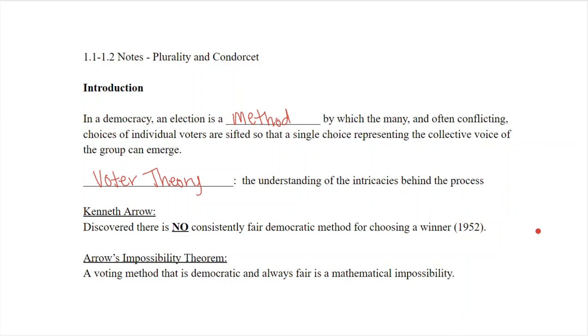So as we go through this unit, we're going to look at a few rules that mathematicians and social scientists have agreed upon as rules of a fair voting method. And we are going to show that every method that we have for voting violates at least one of those rules.